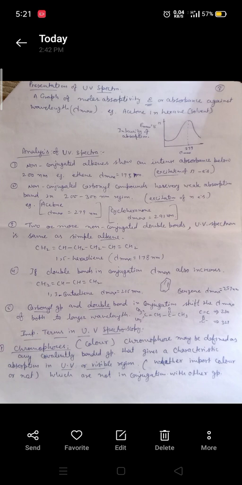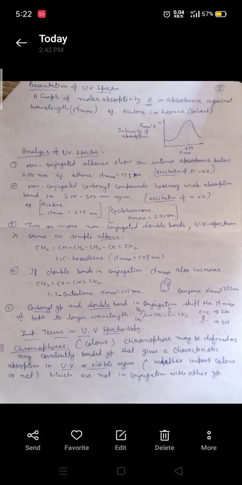Next is two or more non-conjugated double bonds. The UV spectrum is the same as a simple alkene. If there are non-conjugated double bonds, then these two separate double bonds show excitation as a simple alkene. For example, 1,5-hexadiene lambda max is 178 nanometer, and for ethene it is 175 nanometer.